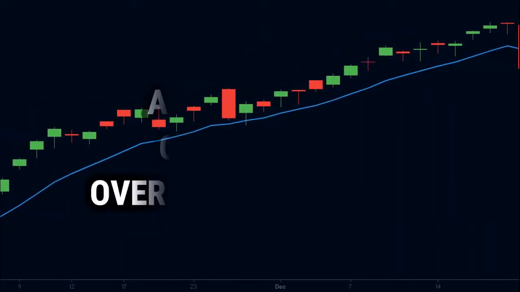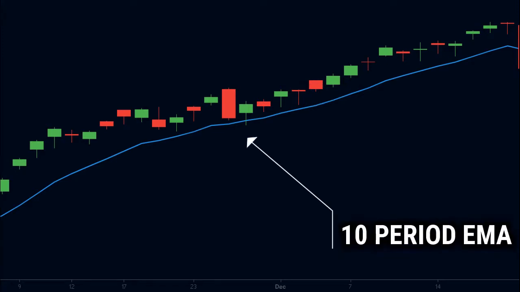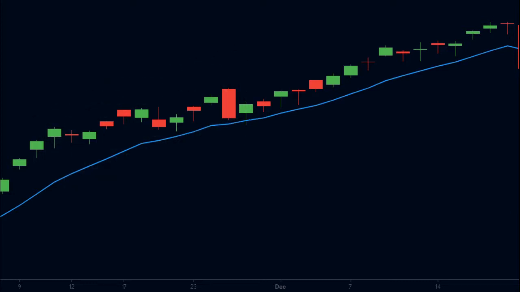Now a moving average is a line that shows the average price of the asset over a particular period of time. For instance, a 10-period moving average will show the average price over the last 10 candles. Moving averages are used to identify the trend and momentum of the market.